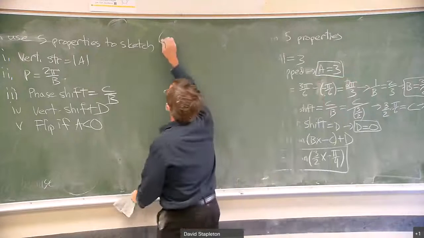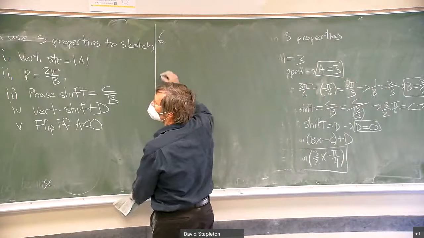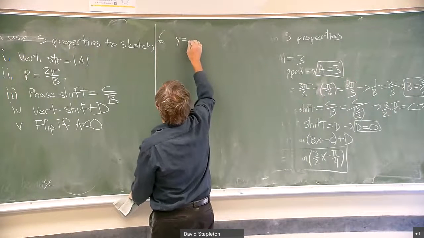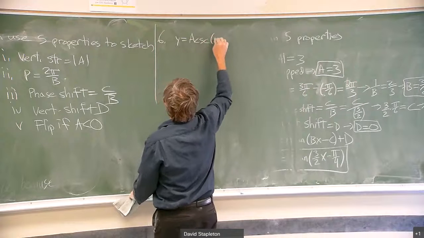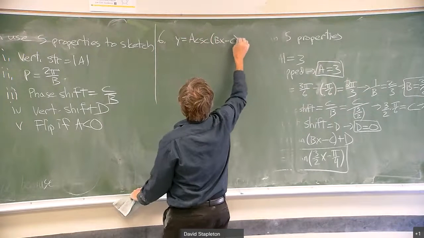And then finally, number 6, for y equals A cosecant, Bx minus C, plus D.